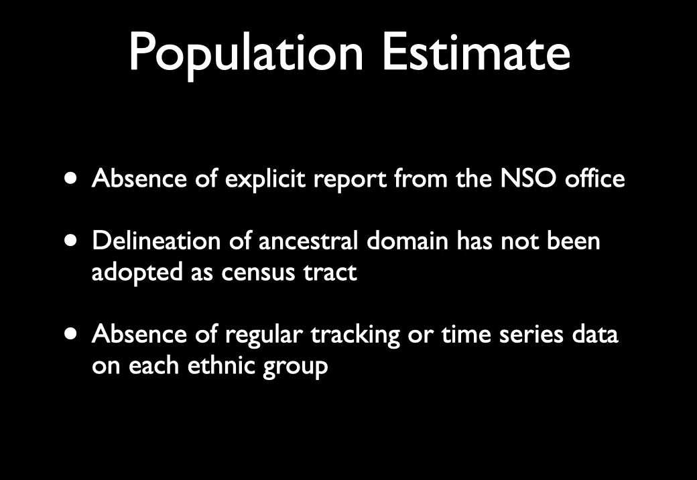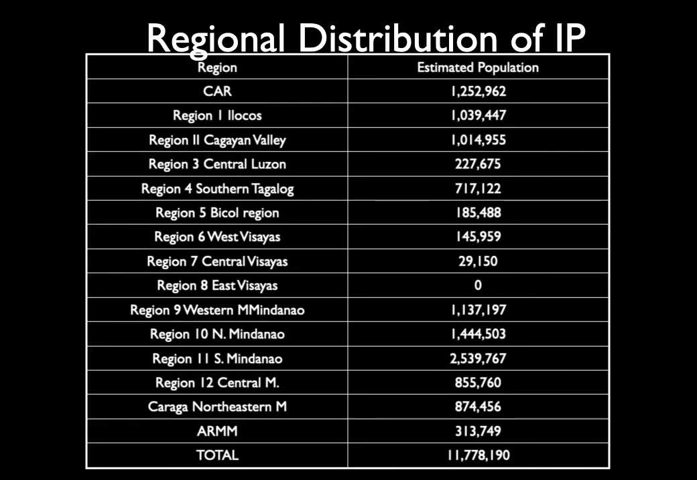The absence as well of regular tracking or time series data on each ethnic group. The population estimate in this preparation was made in late 2013 and contributed around 10% to 15% of the population of the country at that time. If our population today is 109,581,078 with the same percentage share to the national population, then our IP's estimated population now is 16 million or less. But this is our regional distribution of IP population during that time.